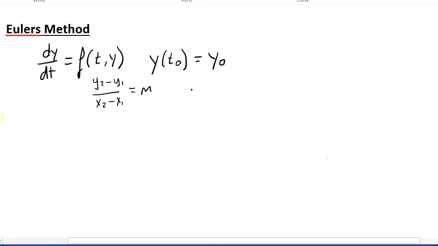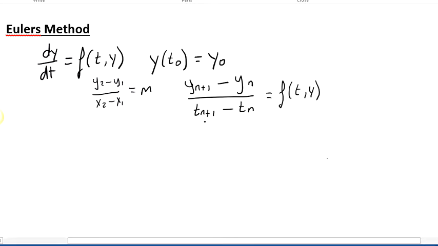I could rewrite this in terms of Euler's formula, because y2 I could think of as y sub n plus 1 and y1 as my nth y, so we go from the nth y to the n plus 1 y. And x, we could think of in terms of t. That's going to be my next t value minus my previous t value, t sub n plus 1 minus t sub n, and that's equal to my slope. But my slope is my differential equation: dy/dt is the slope, which is f of t, y.